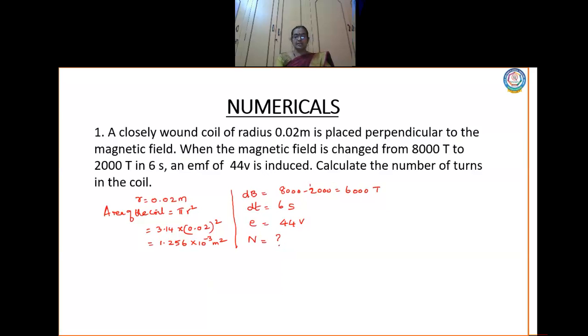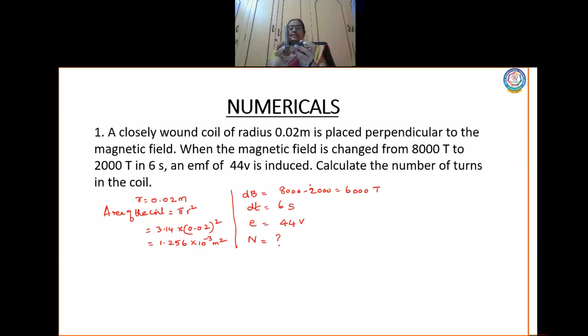Now, what is the value of theta? So the theta value is found from what they have said: a coil of radius is placed perpendicular to the magnetic field. Now look at this. Let this pen be the magnetic field. Hope you are able to see this, children. Let me keep it like this so that you understand better. This is the magnetic field, and I have taken the coil.